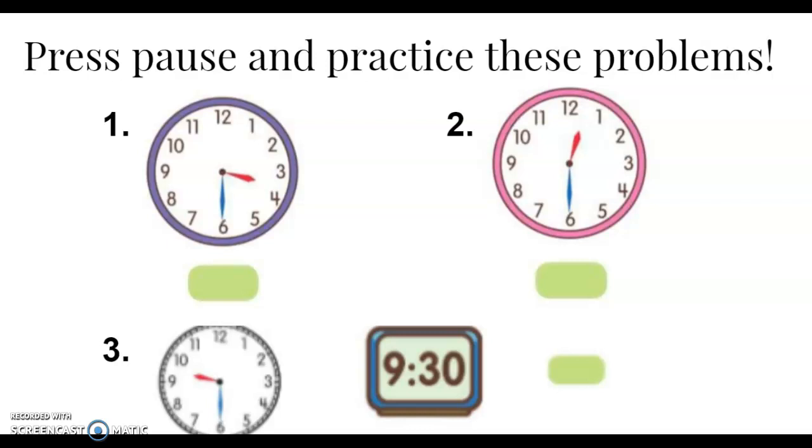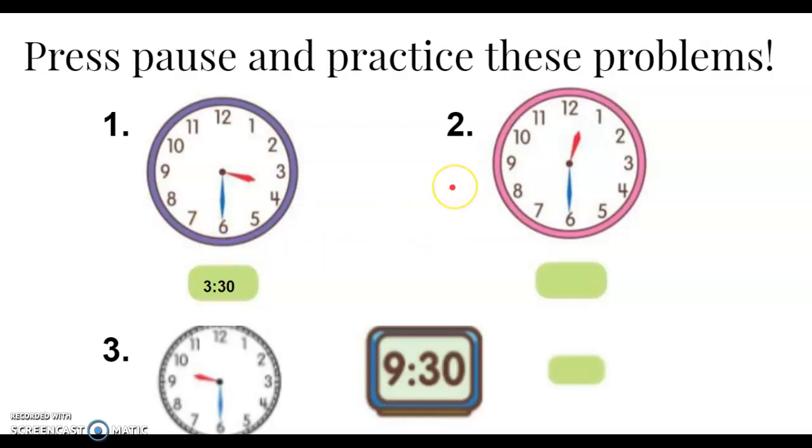Okay, here we go. Number 1. Hopefully you got 3:30 because the hour is in between 3 and 4, so we know it's not 4 yet. It's still 3, and the minute hand is on the 6, so it is 3:30 because 6 shows us 30 minutes.